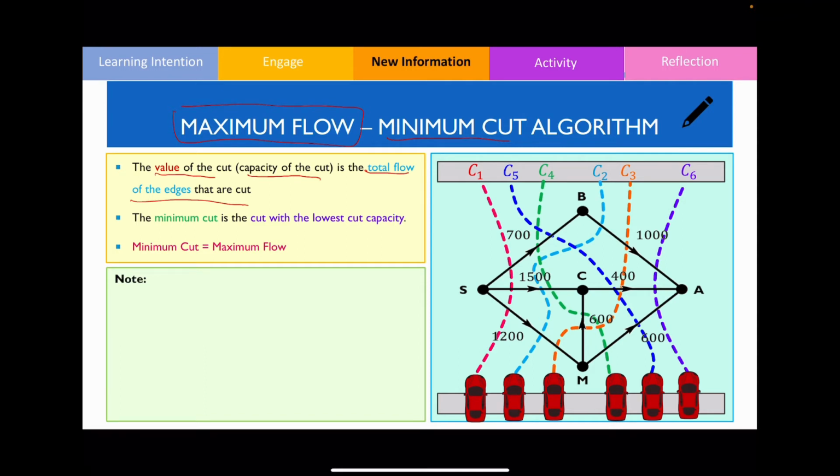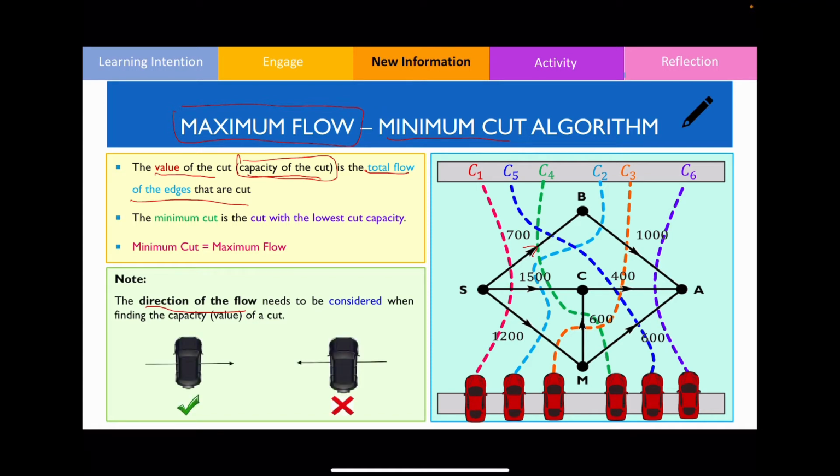When you're adding the edges to find the capacity of each of the cuts, I want to point out that the direction of the flow needs to be considered. Depending on the arrow of each edge, some edges you add, and some edges we actually ignore. An easy way to think about this is by referring to the diagram down below. If the edge is moving from left to right, you include it in the total weight or capacity of that cut. However, if the arrow goes from right to left, we ignore that value and it does not contribute to the capacity of the cut at all.